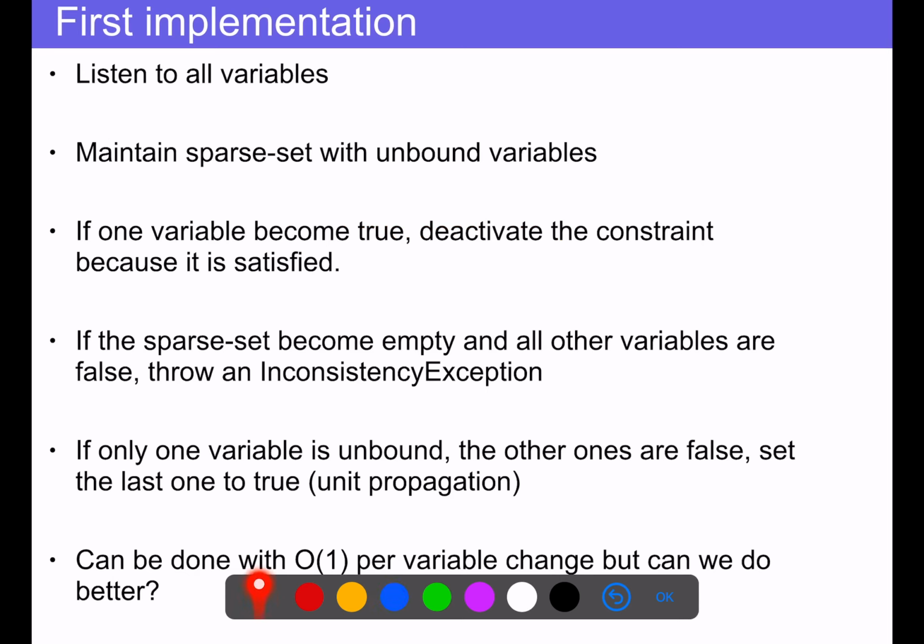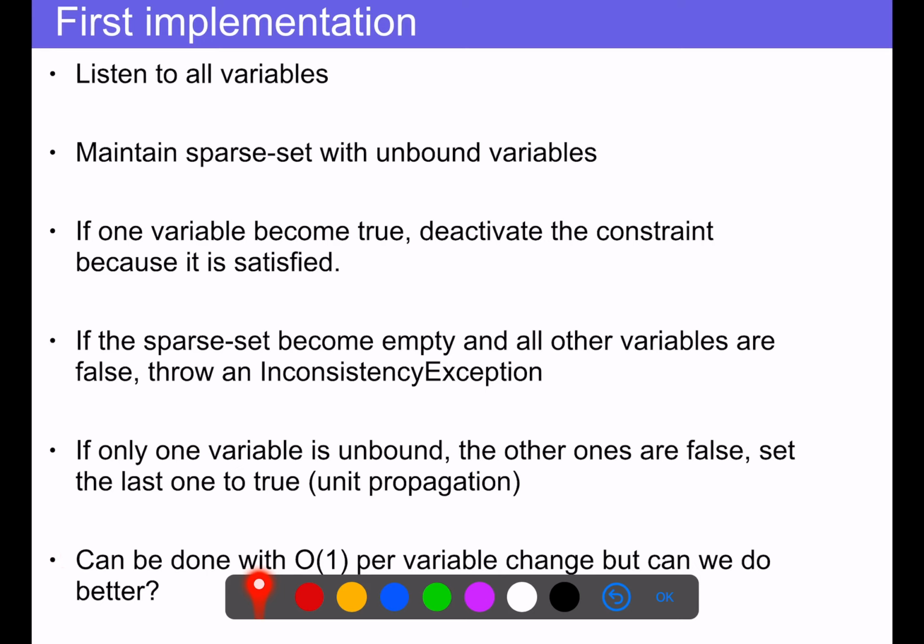Let's think about the first implementation that we could do. You can listen to all the variables, and then you will maintain a sparse set with the bound and unbound variables. If one variable becomes true, you will deactivate the constraint because it is satisfied, and so there is nothing else to do. You know that it will remain satisfied, whatever the other variables take. If the sparse set becomes empty, then all the variables are false, and you can throw an inconsistency exception. But if only one variable is unbound and the other ones are false, then you can do the unit propagation and force the last one to become true. This is just what we did before. All of this can be done in constant time per variable change.